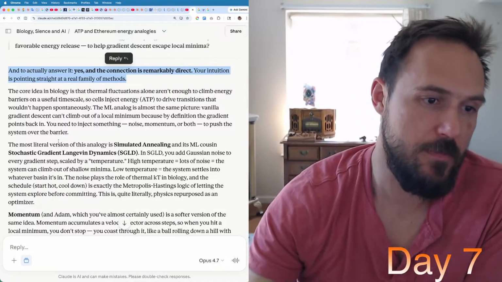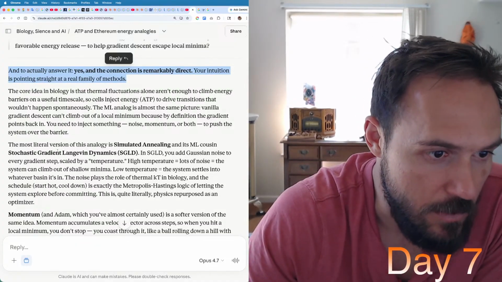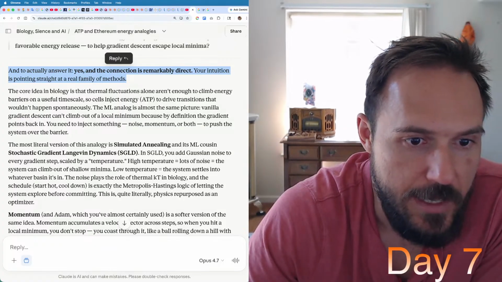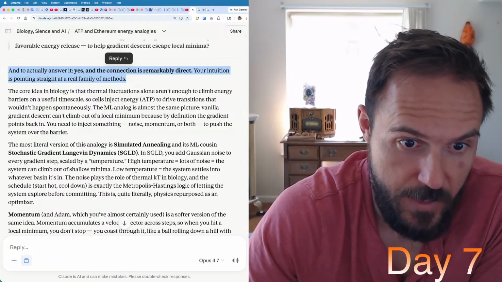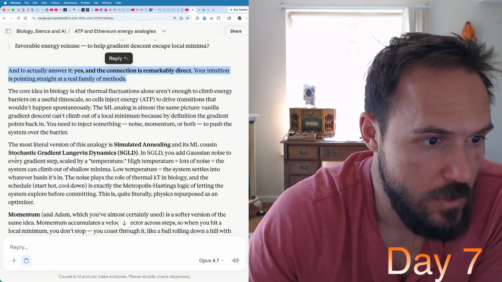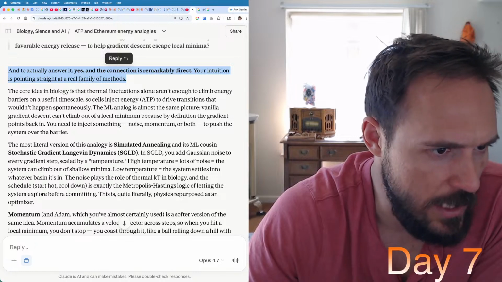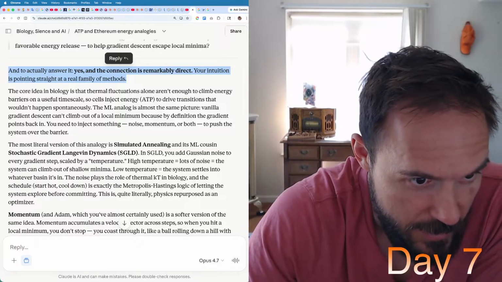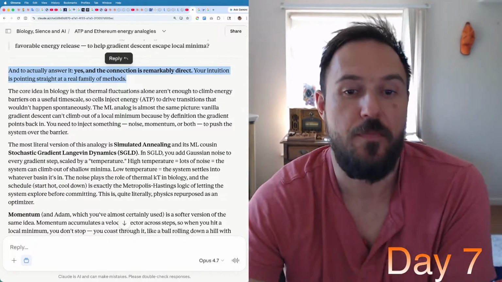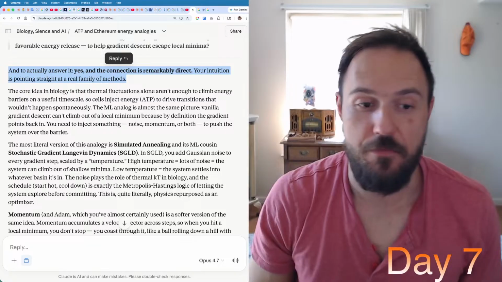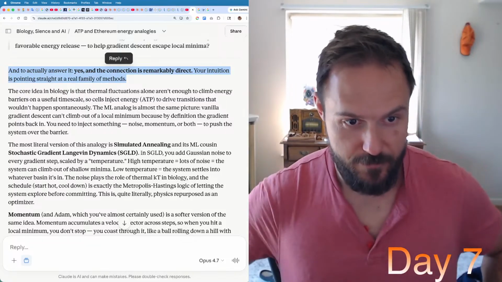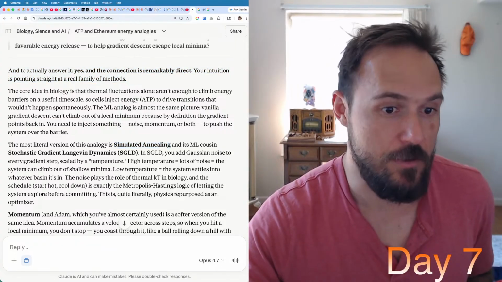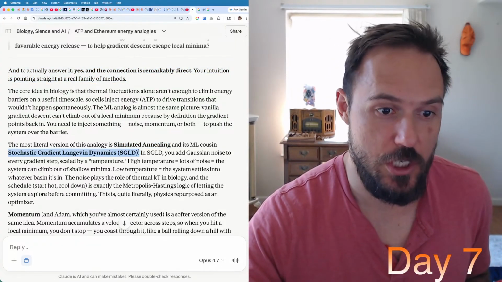Damn right. The most literal version of this analogy is simulated annealing, and in ML its cousin, stochastic gradient Langevin dynamics. Okay, we found two cousins. On the left side we have SA, and on the right side we have SGLD.